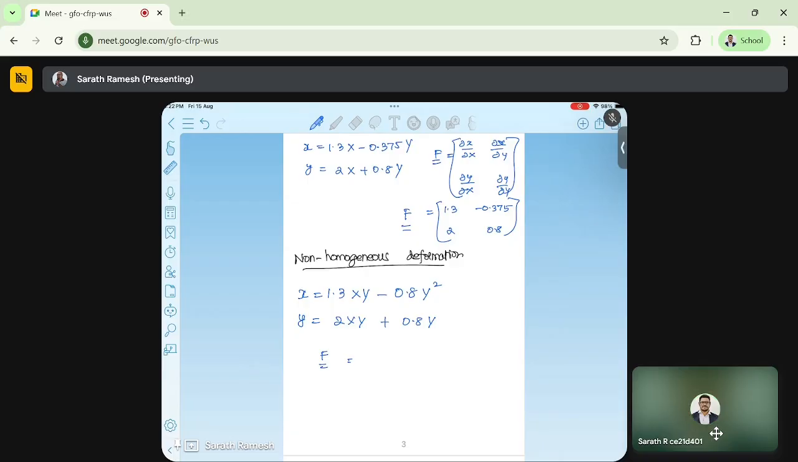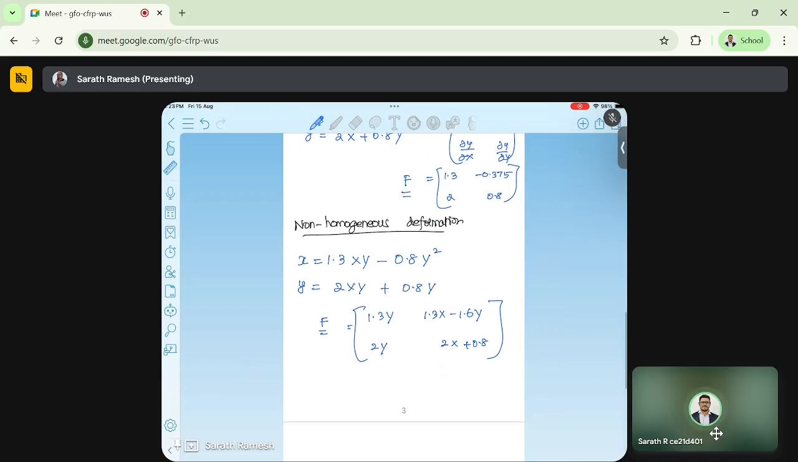We have to differentiate x by capital X, so we'll get 1.3 times Y, and x with Y, we'll get 1.3 X minus 1.6 Y. And y we have to differentiate with X, so we'll get 2Y. And when we differentiate y with capital Y, we'll get 2X plus 0.8. Okay, so this is my F matrix. Here, all the elements are not constants, they have a variable in them, right? So this is non-homogeneous deformation.